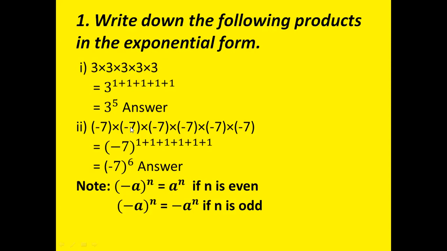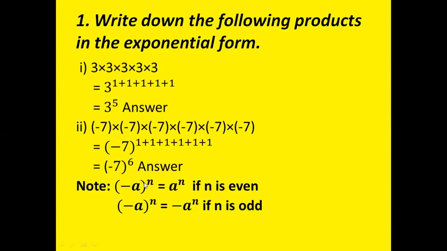Same way, minus 7, minus 7, minus 7, minus 7, minus 7, minus 7. They are altogether 6 times minus 7. Then write minus 7 to the power 6, as all the powers add. We have to put a compulsory bracket because there is a negative sign. If you don't put the bracket, it will be wrong, because this 6 is the power of minus 7, not only 7.